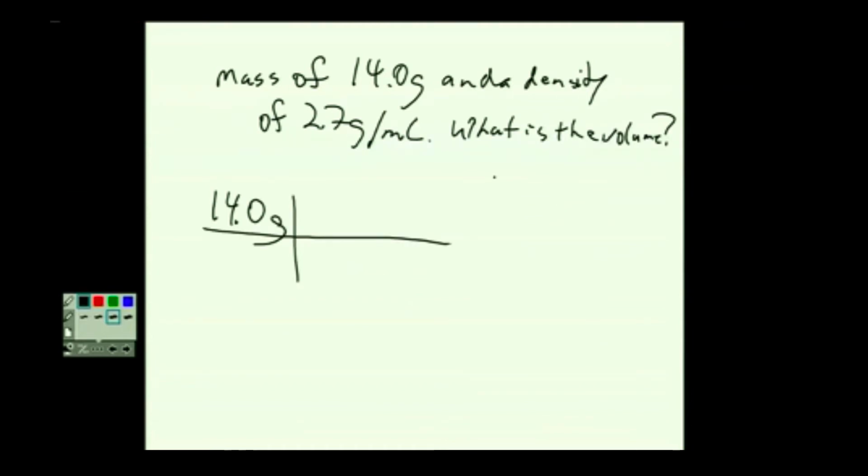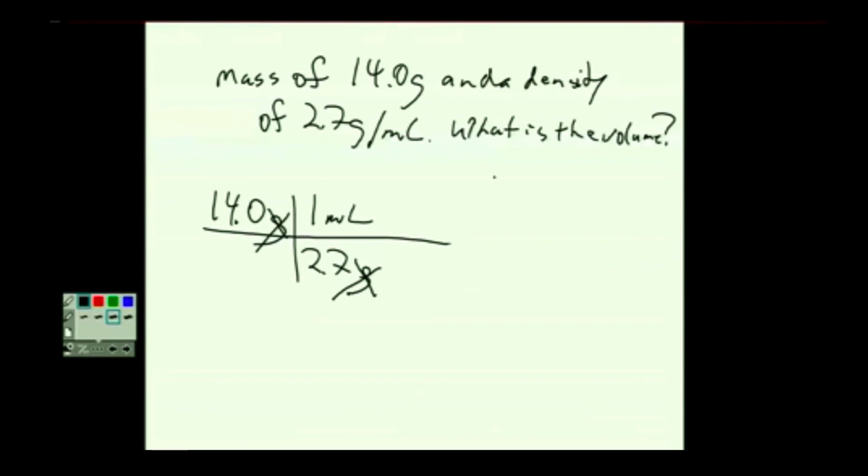What are we going to do next? What unit has to go on bottom in my next step? Grams has to go on bottom, right? So what am I going to write? 2.7 grams on bottom equals what? 1 milliliter. Grams cancel. I'm left with milliliters. Is milliliters a measure of volume? Yes. So 14 divided by 2.7.